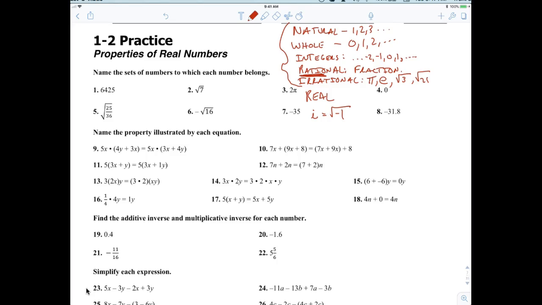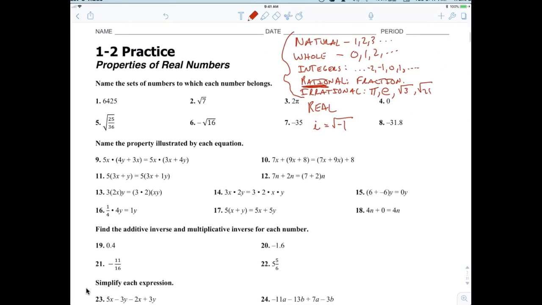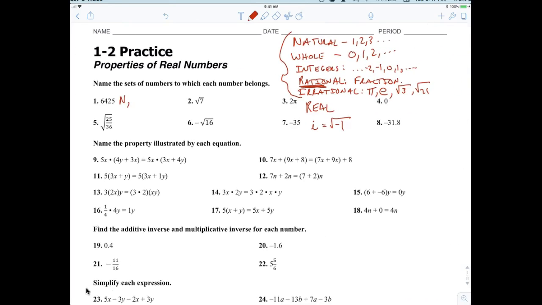All right? Your job is to tell me exactly what letter corresponds. So 6,425 is a what? It's natural. It's whole. It's an integer, and it is rational, and real. You don't need to do real, because everything is a real number. There are no imaginary numbers on here.